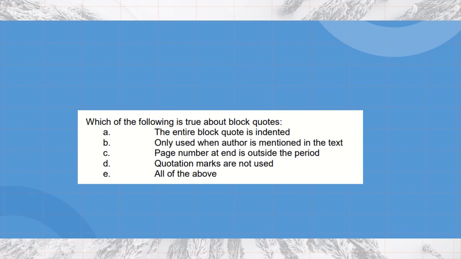A, this is all the above, by the way. The entire block quote is indented. That's correct. Indented to the right, one more than a regular indentation of a paragraph. Only use when author is mentioned in the text. Correct. So we always set up the author and then a colon for a block quote. So according to Mike Johnson, colon, hit enter, tab over twice, then start your block quote without quotation marks. This is how it differs from a direct quote. It has no quotation marks. Page number at end is outside the period. If you have a page number, yes, it's going to be outside the period on block quote. And quotation marks are not used. That's correct.